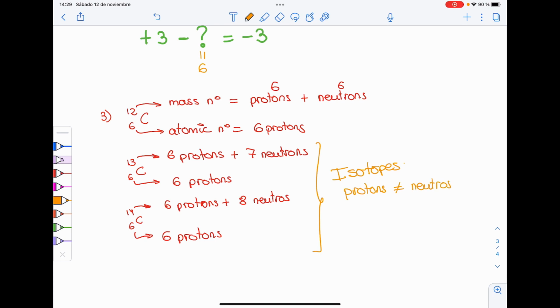So isotopes are always going to have the same atomic number, but different mass number. You see here that they have the same atomic number. They always have 6 and 6. The atomic number is the same, but the mass number is different because in this case you have 12, in this 13, and in this 14.